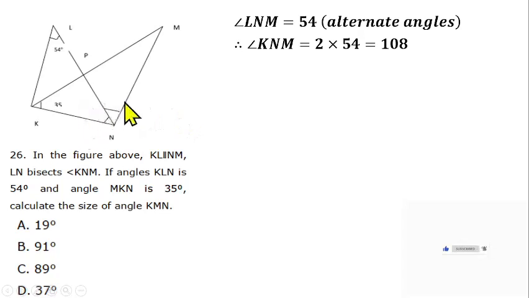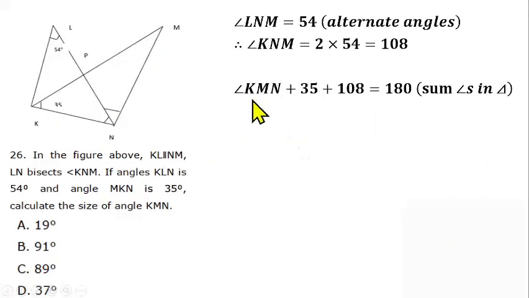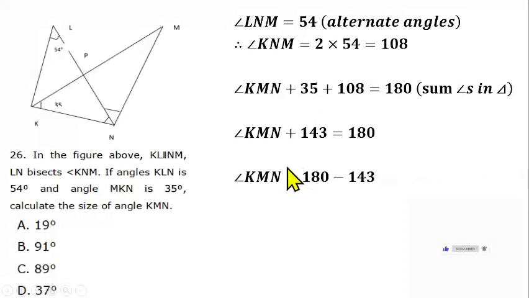So the total angle here is 108. Then from this triangle we have this angle already, which is 35, so we can find the third angle, which is what we are looking for. So that will be KMN plus 35 plus this one, which is 108, equals 180 degrees, sum of angles in a triangle. So this will give us 143 equals 180. KMN will be 180 minus 143, and that should give us 37 degrees. Option D is the correct option for question number 26.